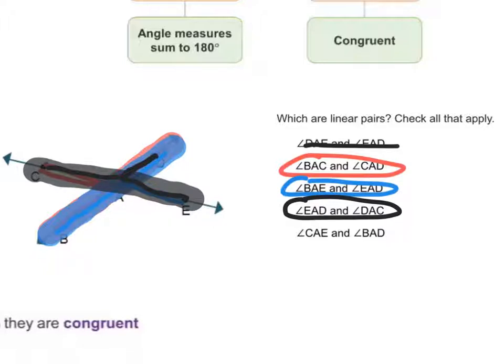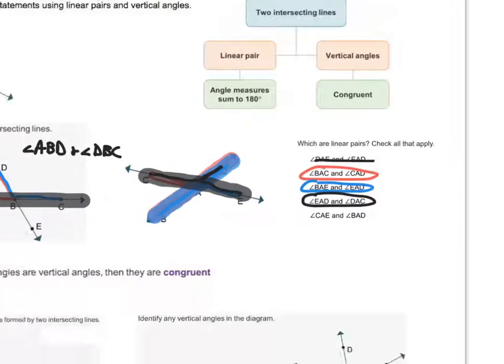And then we've got CAE, which is a straight line, and BAD. No, those are not. They do not touch. They are not adjacent angles. They simply intersect, and that's it.